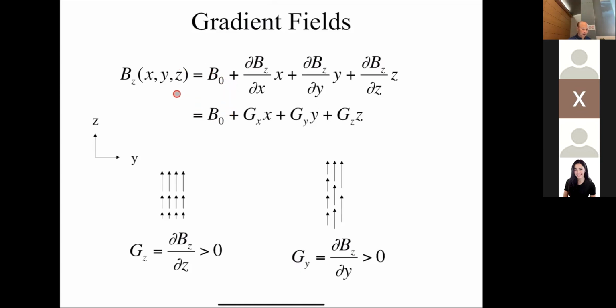For today, we're going to just focus on spin warp. Just to remind you, we are talking about gradient fields, and this is the notation we'll use: Gx, Gy, and Gz. The z component of the field at any location x, y, z is equal to B0 plus these additional gradient terms, which give you variations that look like this.